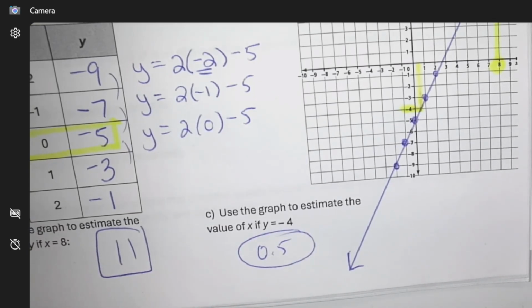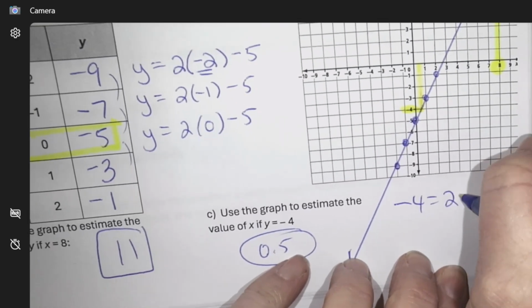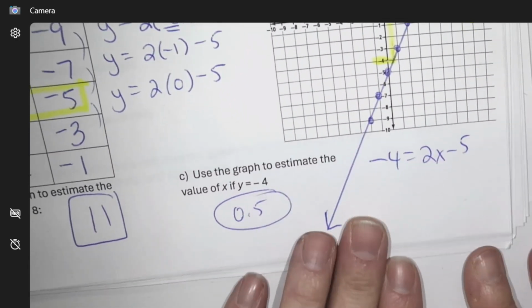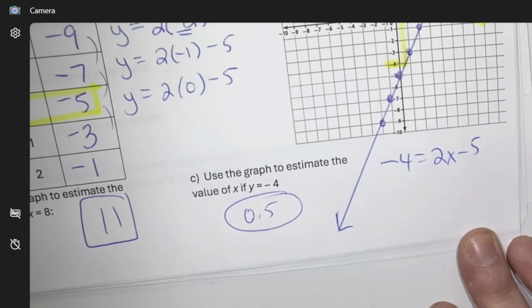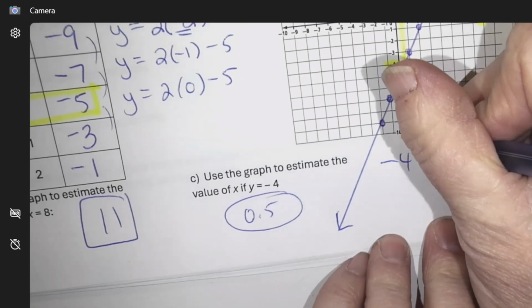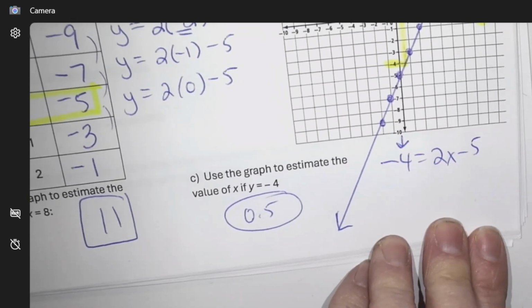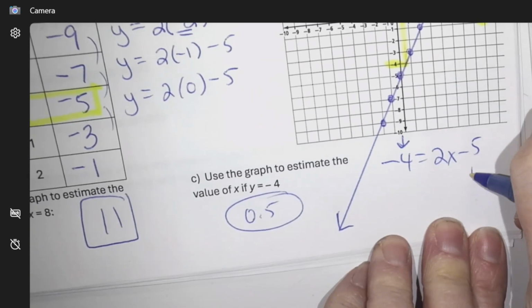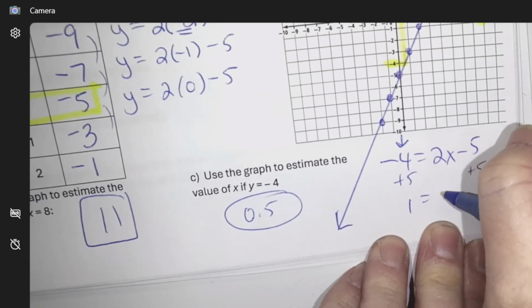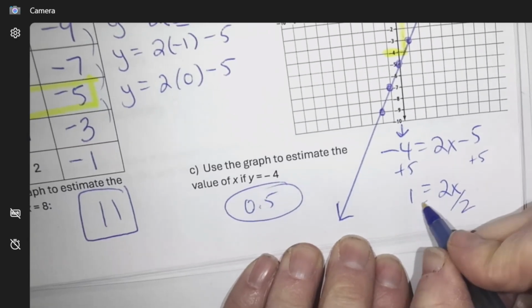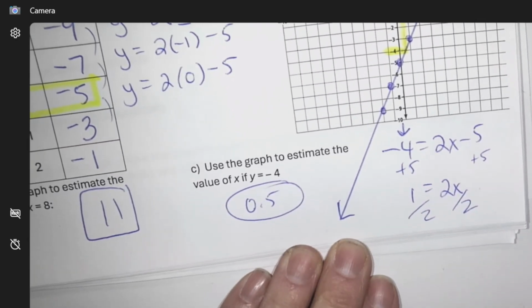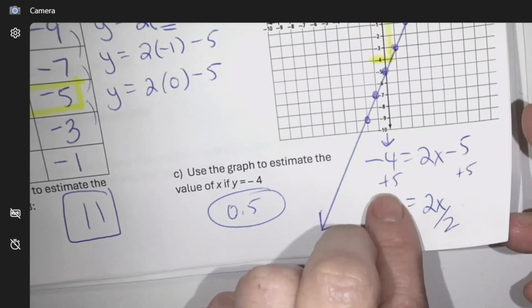Should I do an actual? -4 equals 2x minus 5. So what did I do on that math? This time I plugged in -4 to the y. Plus 5. Oh, look at that. What does it make? 1/2. So we're good.